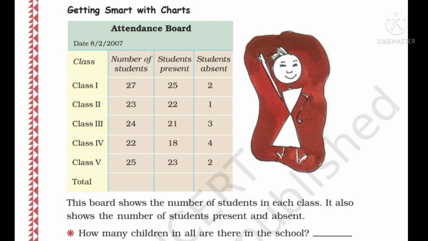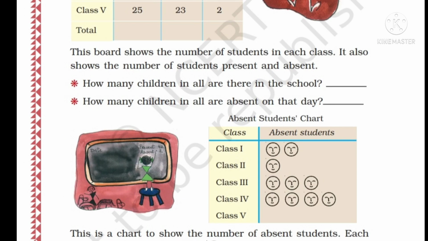So, we will answer the questions given below. This board shows the number of students in each class. It also shows the number of students present and absent. How many children in all are there in the school? We have to take the total number of students of classes 1, 2, 3, 4, 5. 27 plus 23 plus 24 plus 22 plus 25 equals 121.